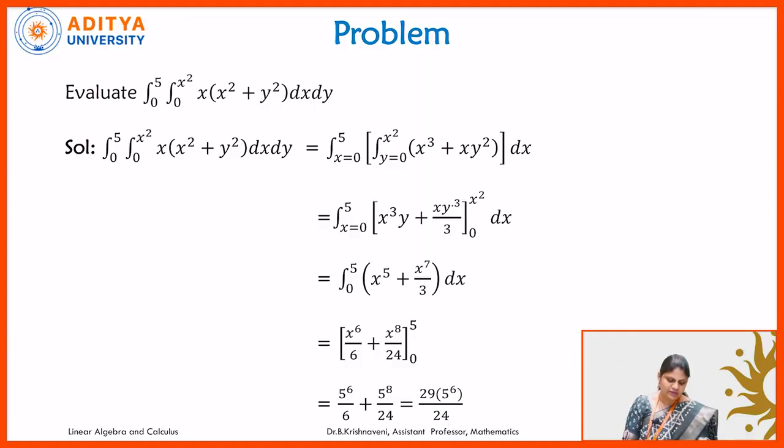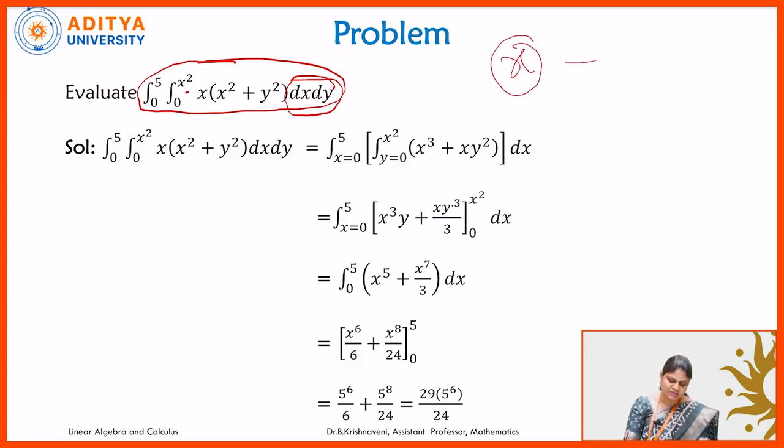The question is: evaluate the integral from 0 to 5, integral from 0 to x², of x(x² + y²) dx dy. Now, if the variable limits are given, first of all you have to see whether the order of the integration is proper or not. For that, first of all you have to identify which variable the limits belong to. Here the variable limits are in terms of x, that means those are y limits. So obviously the other limits, which are constants, belong to the x variable.